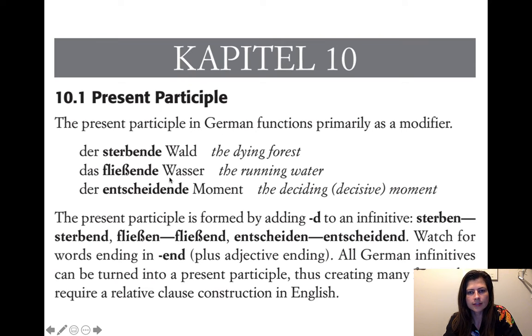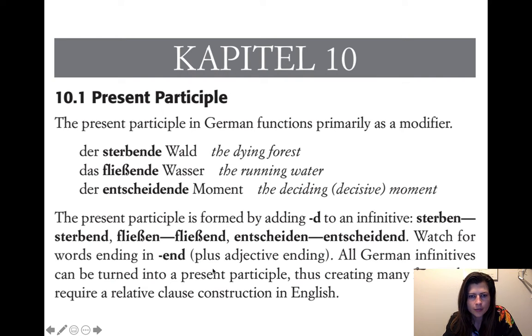Das fließende Wasser, the running water. So fließen means to flow, or in the case of water, to run. So fließen, that's the ending of the verb. Then the d, then the adjective ending that you need for this situation. Der entscheidende Moment. So entscheiden, to decide. So then you add the d, and that makes deciding. And then, of course, we need our adjective ending as well. These are all in the nominative, and they've all got a definite article, singular, so they're all going to have that same e ending.